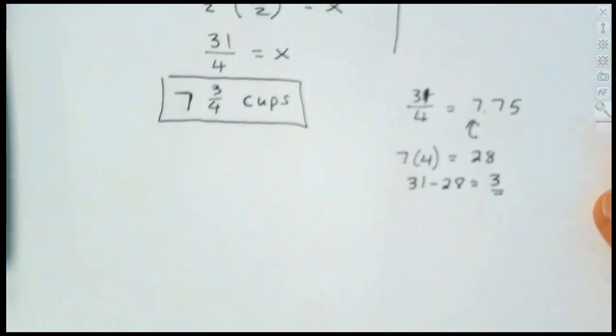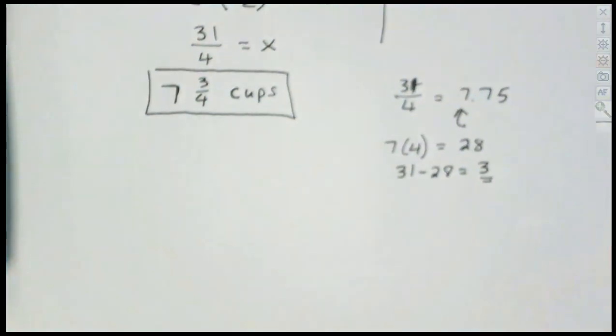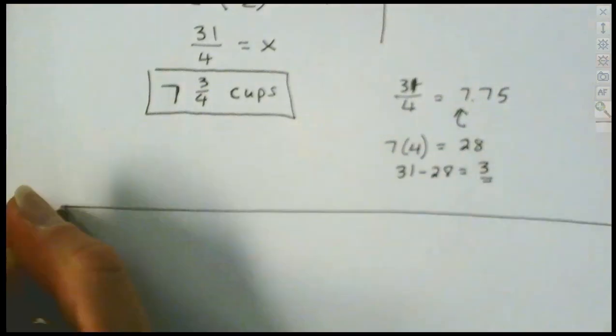So if we were going to fill our machine up, we would go ahead and add in your 15.5 gallons of water, and then we would pour in 7 and 3/4 cups of cleaning fluid.